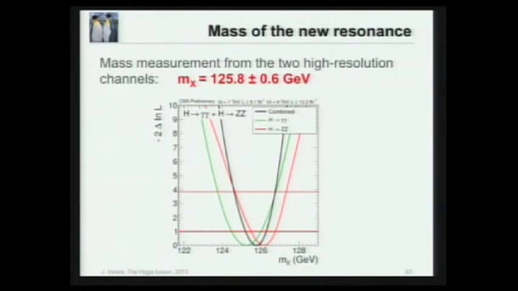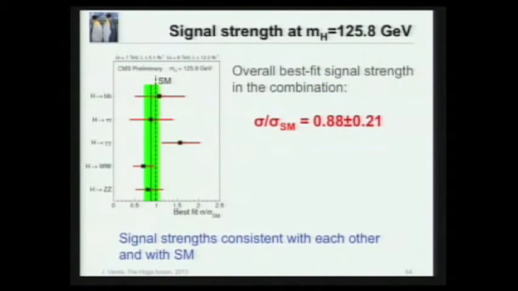So this is a fit, a maximum likelihood fit, which normally appears with this type of curves. The minimum is here, at 125.8 plus or minus 0.6 GeV. The interval of the error is this one. And the signal strength, that is the observed probability of producing this object, is 88% of the standard model prediction, so 0.88, plus or minus 20%. So the error is still big.